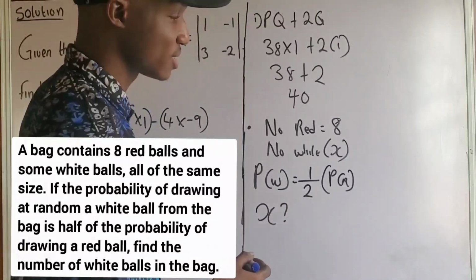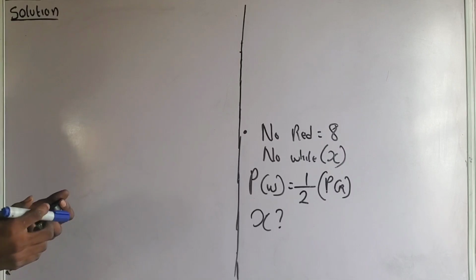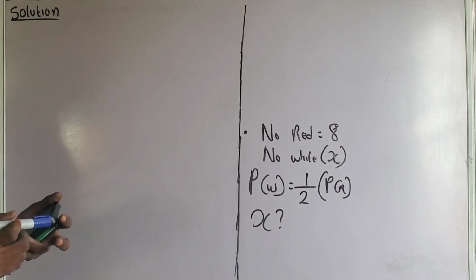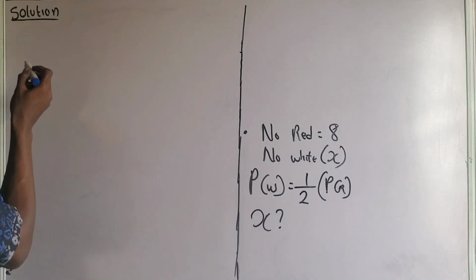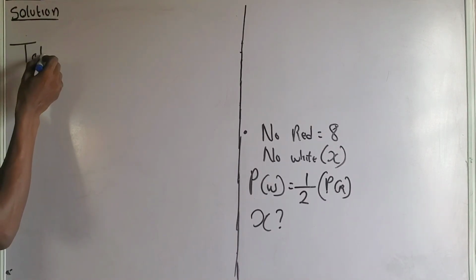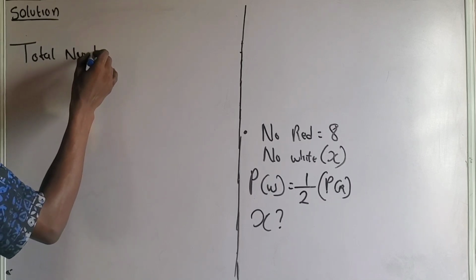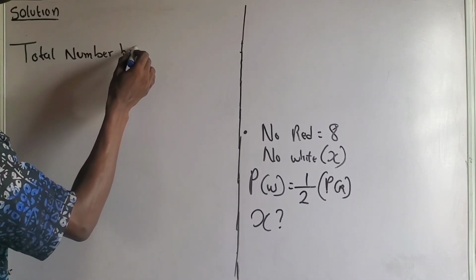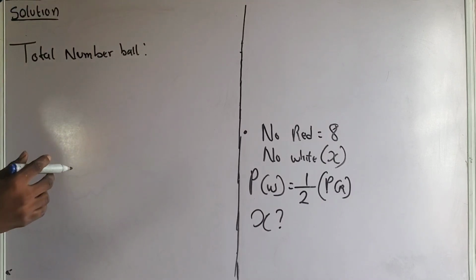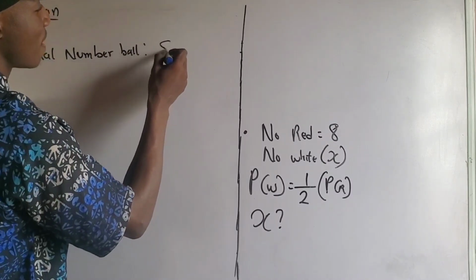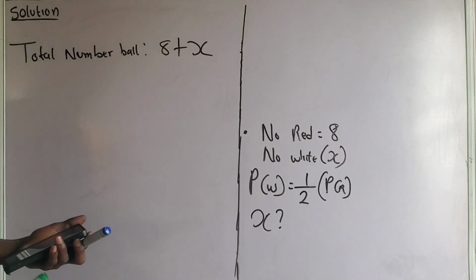Now listen. Let us first determine the expression for the probability of white ball and the expression for the probability of red ball. Now, the total number of balls present in the basket will be the sum of the number of red balls and the number of white balls. So I'm going to have 8 plus x. That's the total number of balls present in the basket.